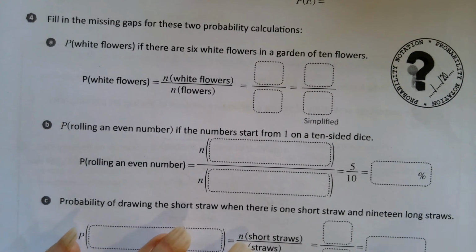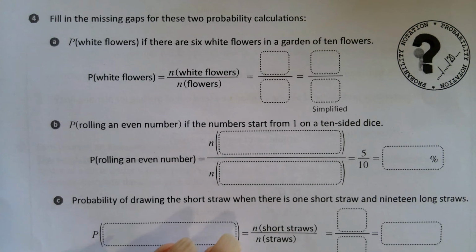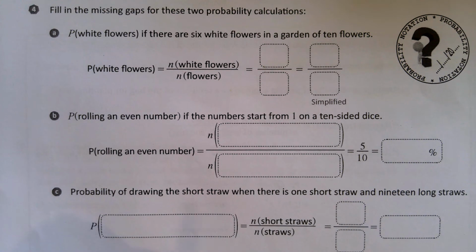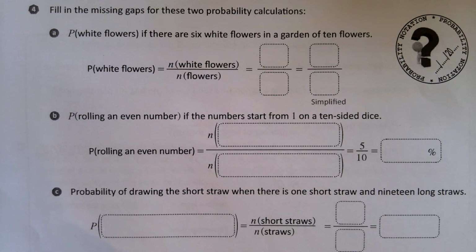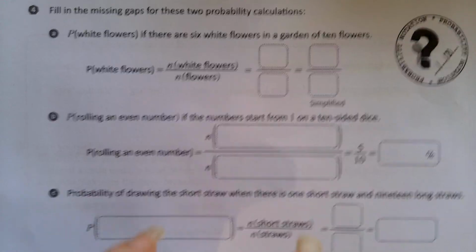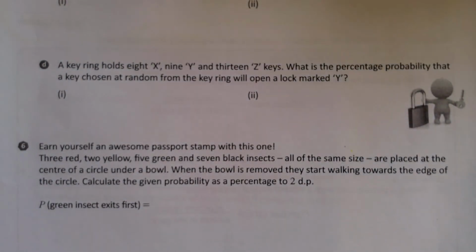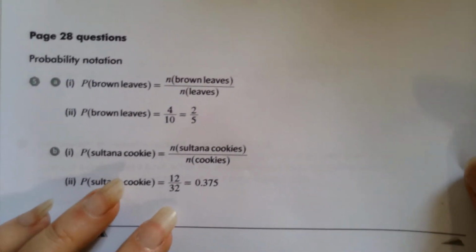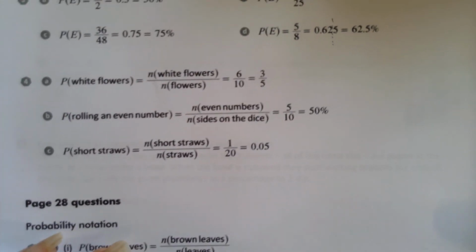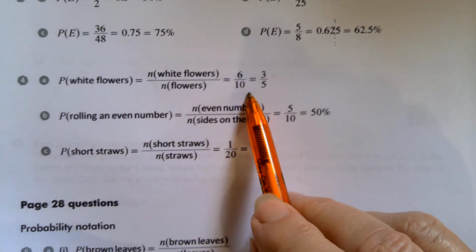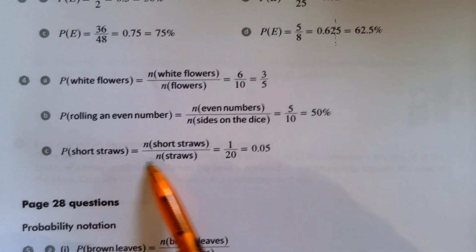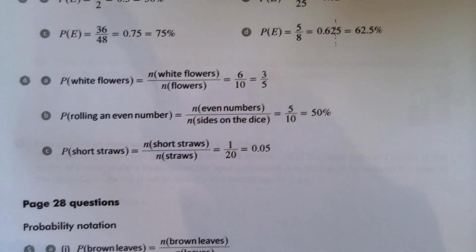Question 4. Okay, fill in all those spaces and see if you can find the answer. A, B, C. And question 4. So the white flowers were 6 out of 10 altogether, rolling the even numbers, 50%, short straws, that's the answer.